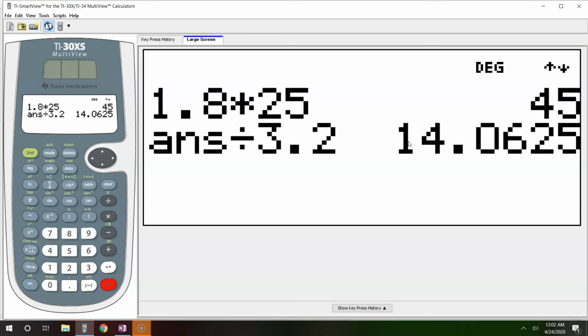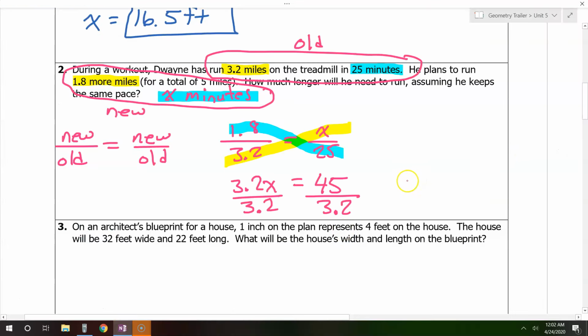That's not a nice even number, but hopefully I didn't make a mistake. 14.06. I'm rounding a bit.